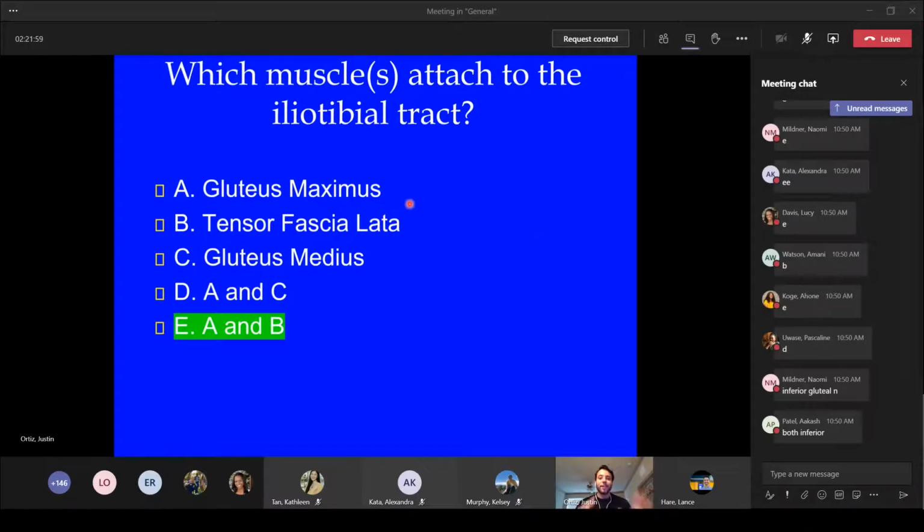So gluteus maximus, remember, ginormous muscle, so the nerve is going to be inferior gluteal nerve, right? And then tensor fascia lata, as well as gluteus medius and minimus are going to be superior gluteal nerve. So yes, I would categorize those as well. I like to refresh you guys in order to remember the innervations as well. So yes, good job.